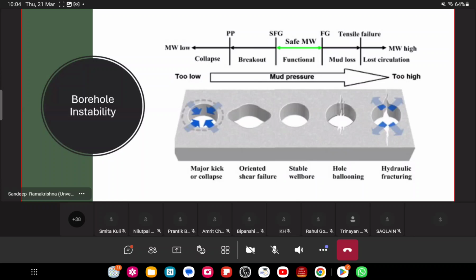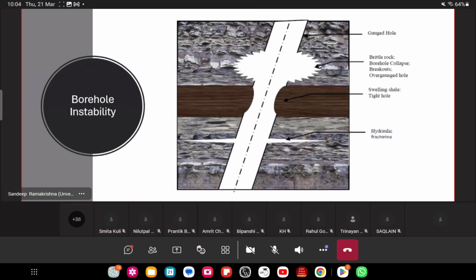What do these mean? This is obviously a cartoon depiction, but what does it mean? When we look at our real scenarios, we obviously want that gauged wellbore, but in some cases, depending upon the rock strength, depending upon the nature of the rock, you start seeing issues that keep happening.